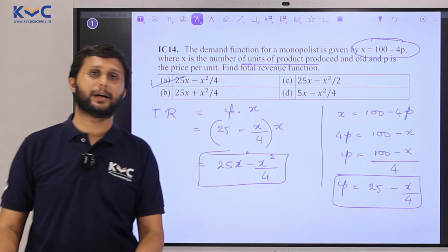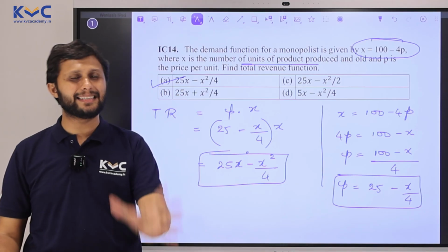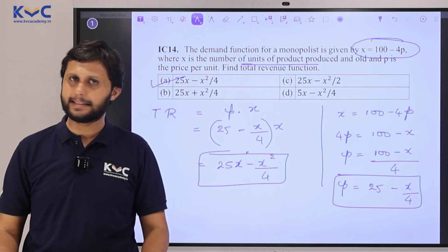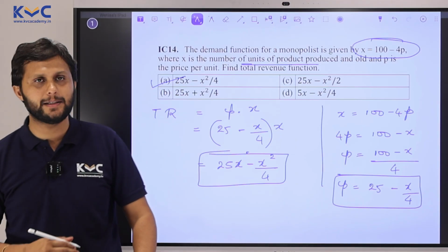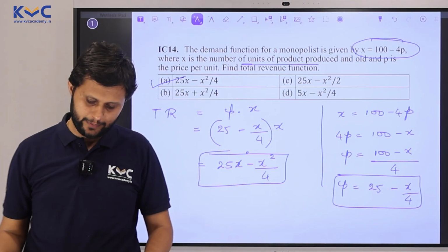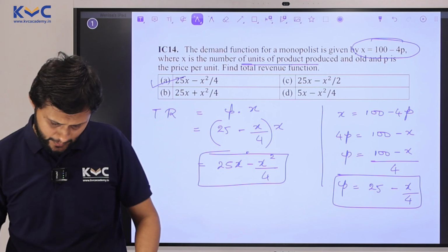That's the revenue function. Revenue is number of units, which is x, into price. So that's why we have to write it as P is equal to first. Fine, so revenue function is done. We'll move to the next question.